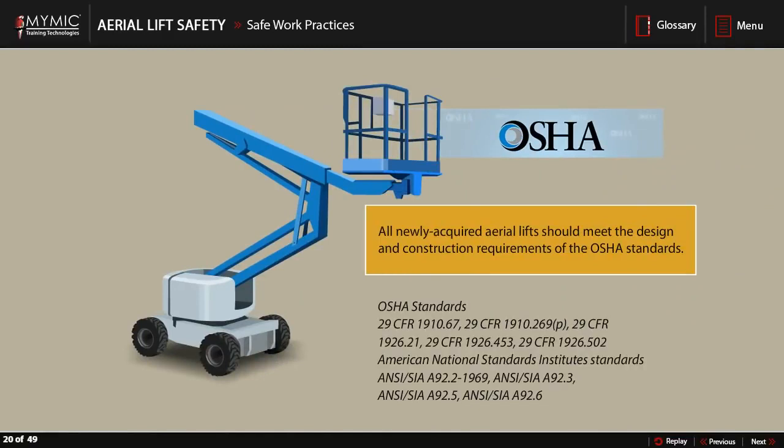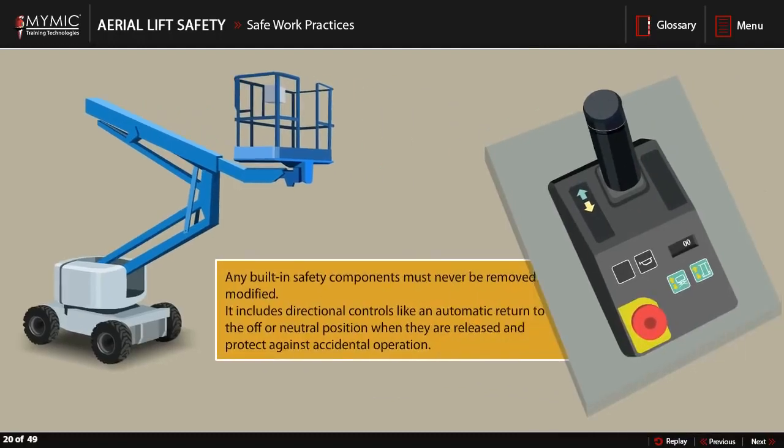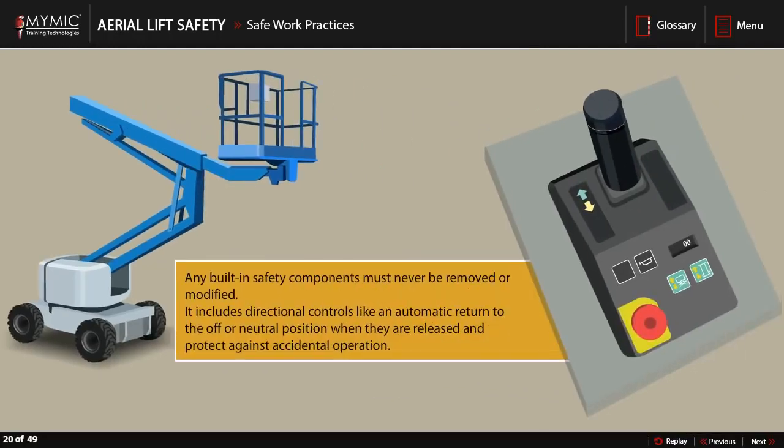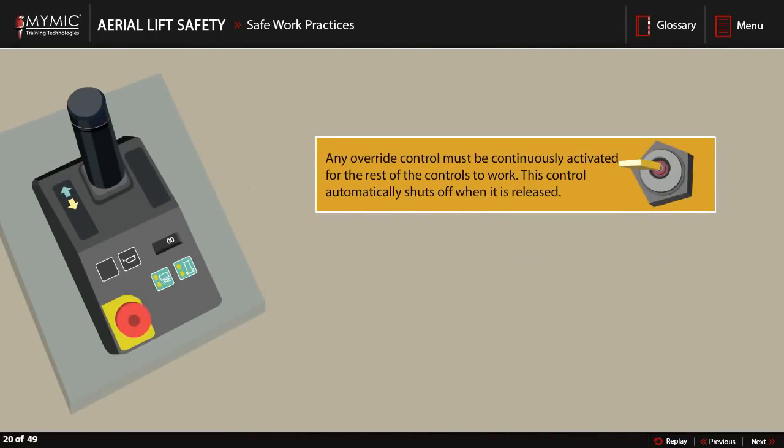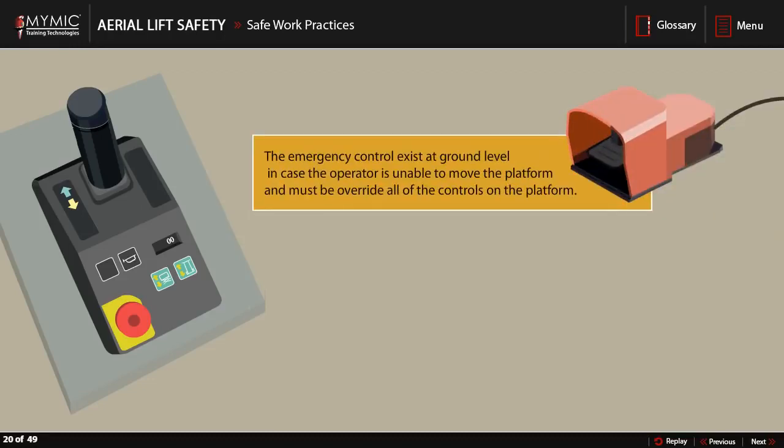All newly acquired aerial lifts should meet the design and construction requirements of the OSHA standards. Any built-in safety components must never be removed or modified. It includes directional controls like an automatic return to the off or neutral position when they are released, and protect against accidental operation. Any override control must be continuously activated for the rest of the controls to work. This control automatically shuts off when it is released. The emergency control exists at ground level in case the operator is unable to move the platform and must override all of the controls on the platform.